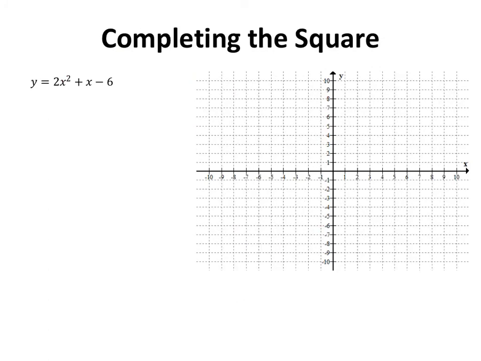I'm going to complete the square again, but this time I've got a little wrench in my equation because this a value is 2. So what we're going to have to do is figure out a way to work with this equation so that a is not 2. However, before we do that, let's make sure that we plot the y-intercept at -6. And then we want to get that out of here and over on the left-hand side.